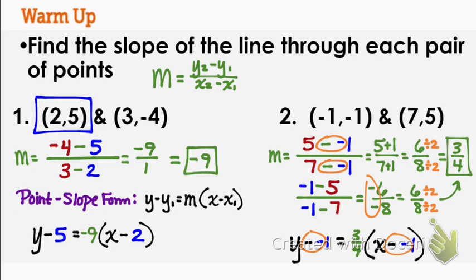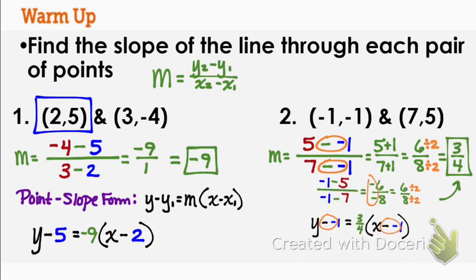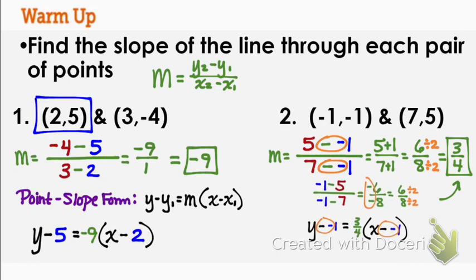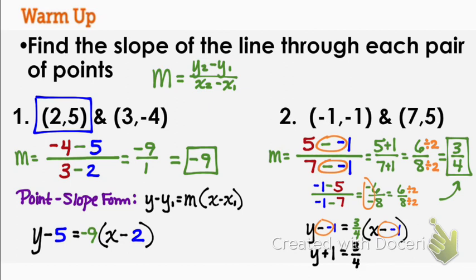If you use the other point, you get an equivalent line. There's absolutely nothing wrong with doing that. I did want to highlight what happens, though, if I have a negative there. So I would have y plus 1 equals 3/4 times x plus 1. All right.